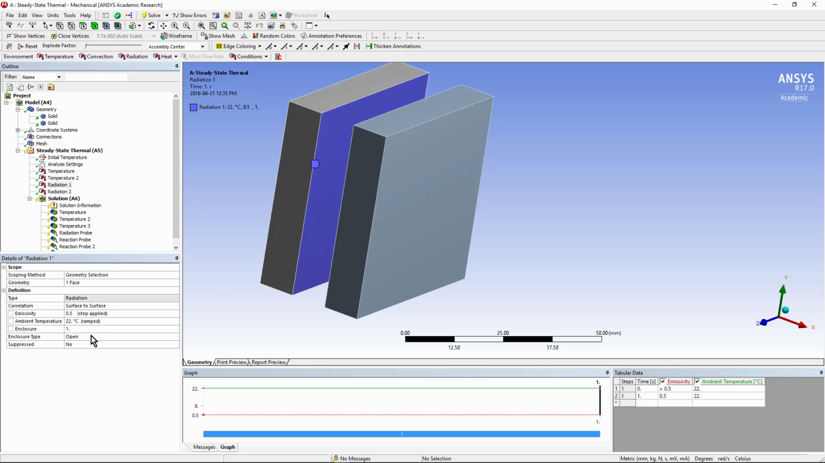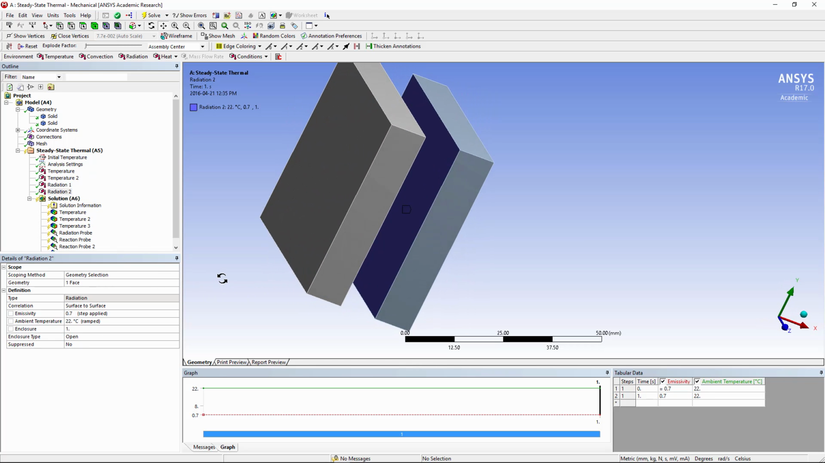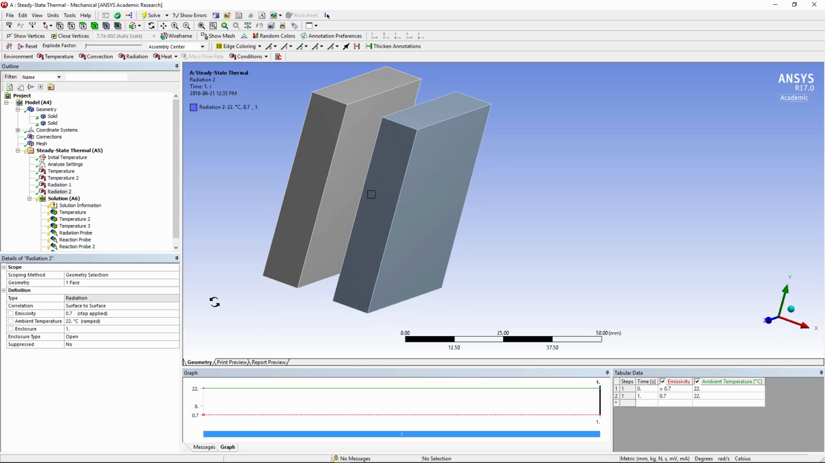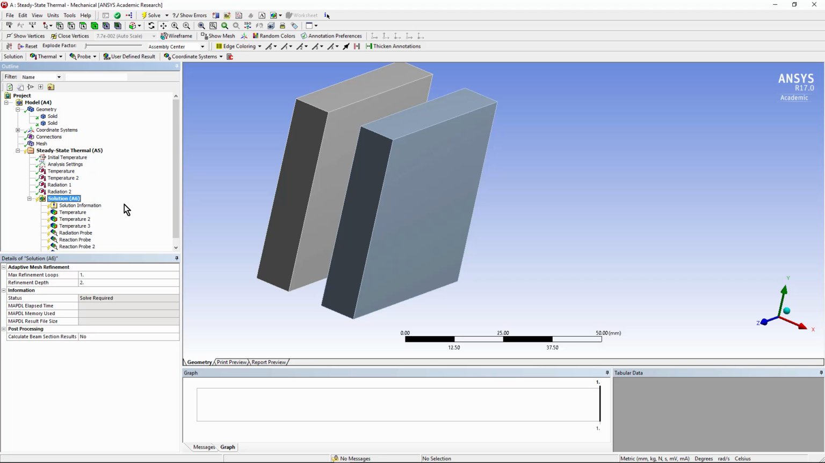Our enclosure type has been set to open. If I set it to perfect, it's not going to radiate to free space, and I will not be given the chance to put in an ambient temperature. Similarly, on the other side, it's an open enclosure, and I do have an ambient temperature. We're ready to solve this relatively simple radiation heat transfer problem. So I'll go to the solution branch, right click, and solve.